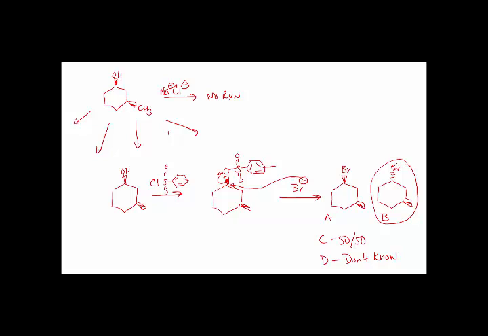Okay. Could you repeat what inversion was again? You said what is SN1? SN2 will lead to inversion. SN1 will lead to 50-50. And the retention is what you're going to get with those SOCl2s and PBr3s.